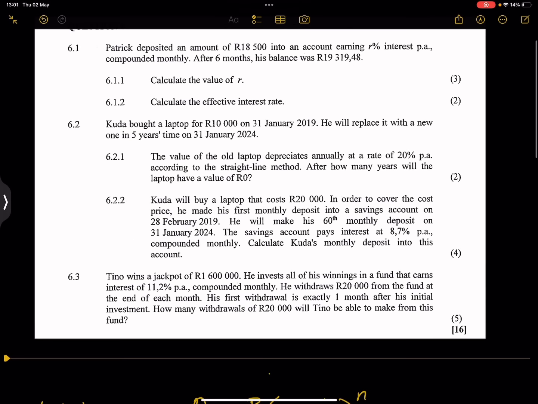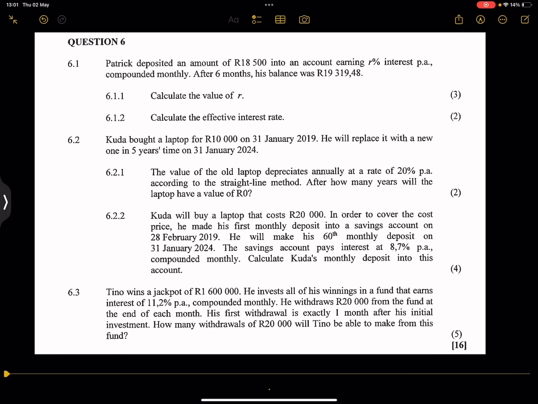So the next one, they say Kuda bought a laptop for 10,000 on January the 31st in 2019.